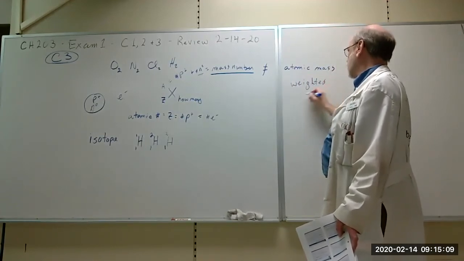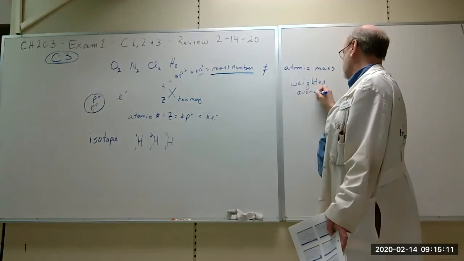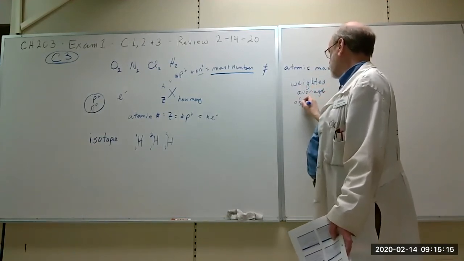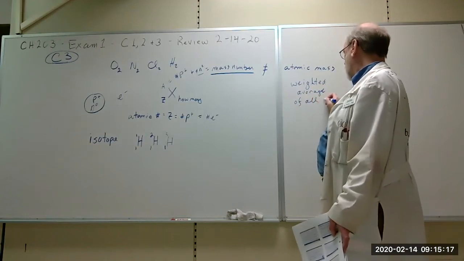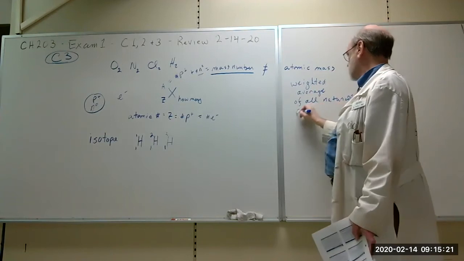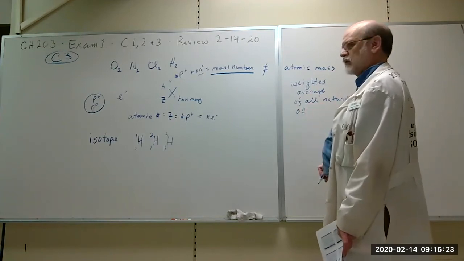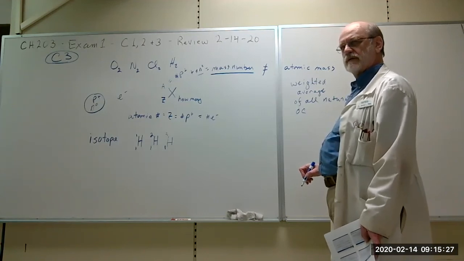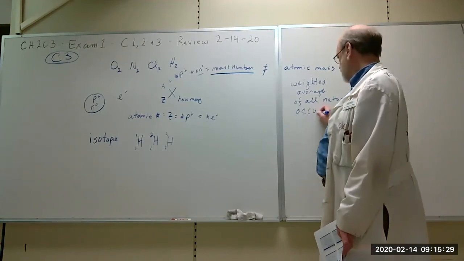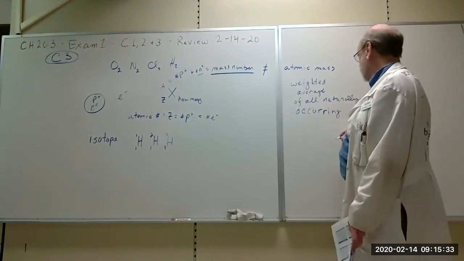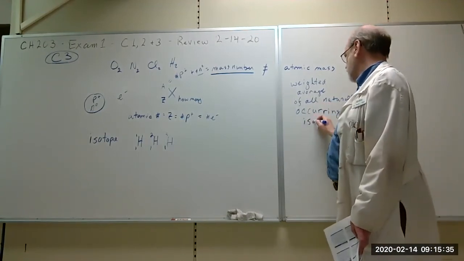is a weighted average of all naturally occurring, I always forget, two C's? I think it's two C's. Two R's, two N's. Yeah. Naturally occurring isotopes.